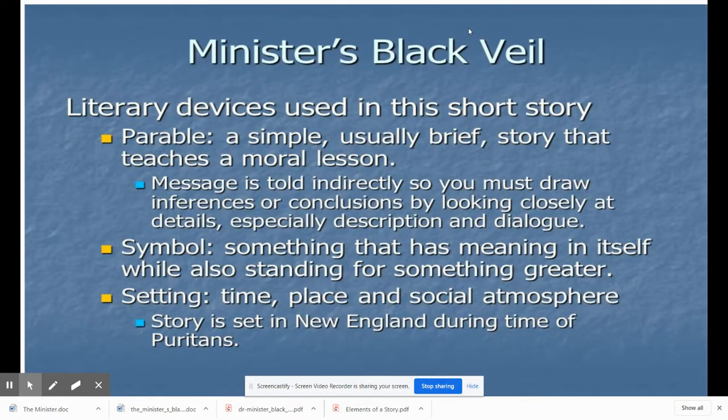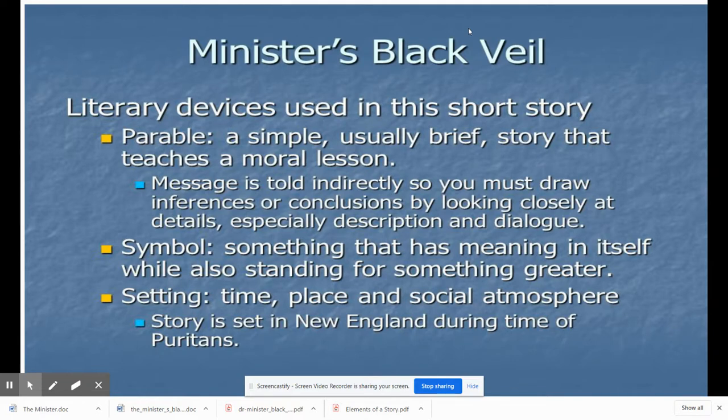Now, let's look at the literary devices used in this short story. There's a parable, a simple, usually brief story that teaches a moral lesson, which means there's going to be a theme in the story. A message is told indirectly, so you must draw inferences or conclusions by looking closely at details, especially description and dialogue. So remember, beginning of the year, I talked about to infer. You take your background knowledge and what's in the text, what you're reading, and you come up with a conclusion.